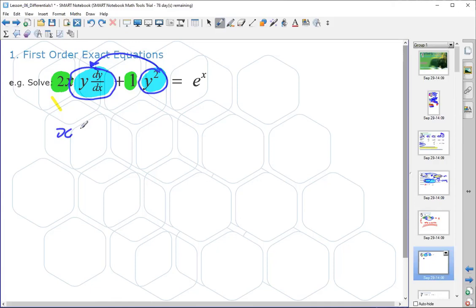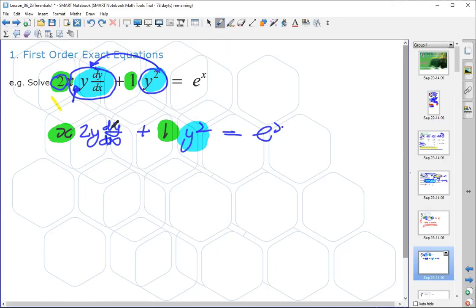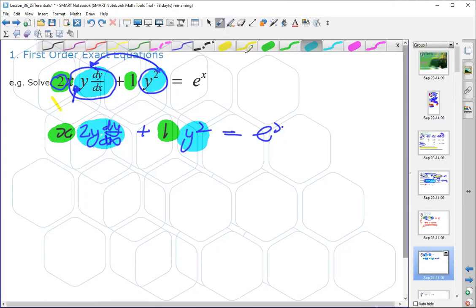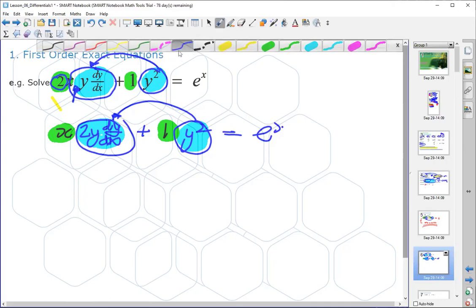So I'm going to write it as x 2y dy by dx plus 1y squared equals e to the x. All I've done is taken that 2 and moved it into the middle here, which is still the same. It looks a bit weird, but it's still the same. And now that's my x and that's my x, and that's my y and that's my y. So does it match now, Het? Yeah. And does this one also match now, Het? Yeah.